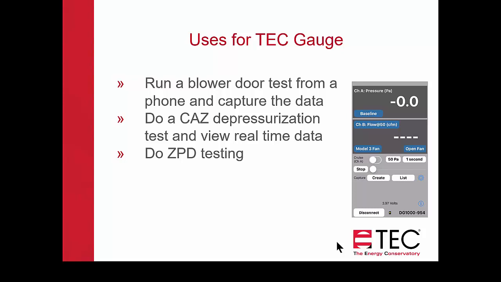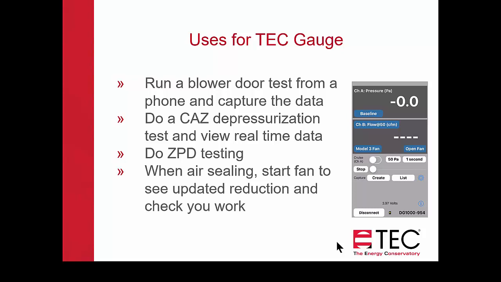Same with zone pressure diagnostic testing. You can set your blower door to cruise 50, and as you walk around the house opening or closing doors or opening or closing hatches, you can view the house pressure and the flow as you're making changes to the house.